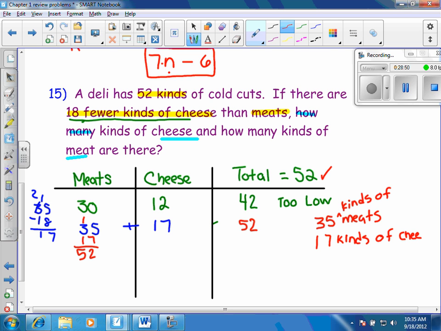Another good problem that you could do with the table would be the ones from chapter 1 that we did, maybe section 2, but also on your quiz we did a problem with adult tickets and student tickets, and a table works really well here too.